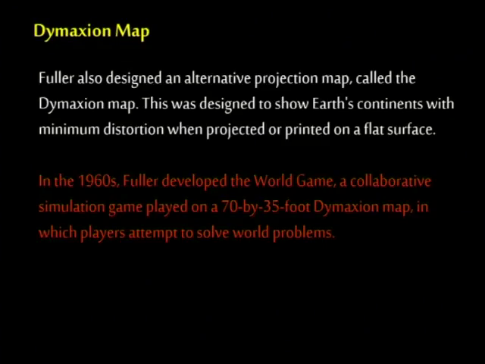Fuller designed an alternative projection map called the Dymaxion Map. This was designed to show Earth's continents with minimum distortion when projected or printed on a flat surface. There was a constant need to print the world map on a piece of paper. With the current projection, where we use a rectangular piece of paper to print all the world's continents, there is always great distortion created in the continents. To minimize the distortion, Buckminster Fuller imagined that the world is a geodesic dome, and he divided the sphere into a large number of triangles. He juxtaposed the triangles of the geodesic dome with the globe, and he transferred all the mapping from the globe to his triangle system.